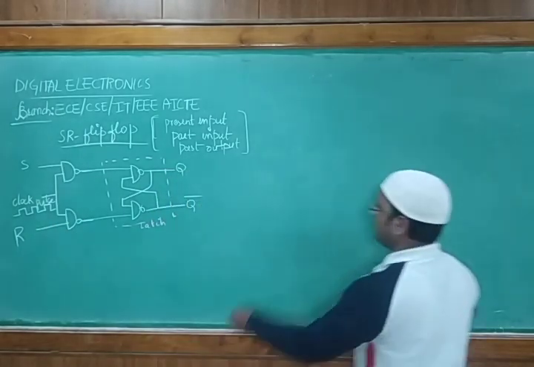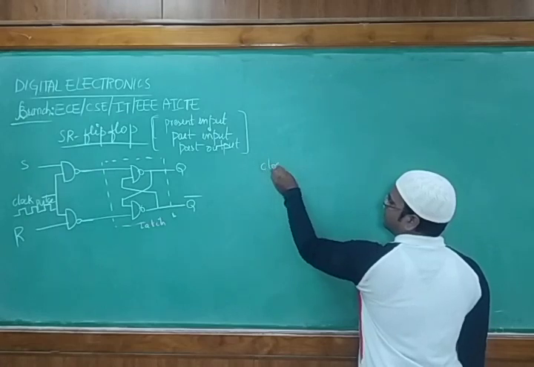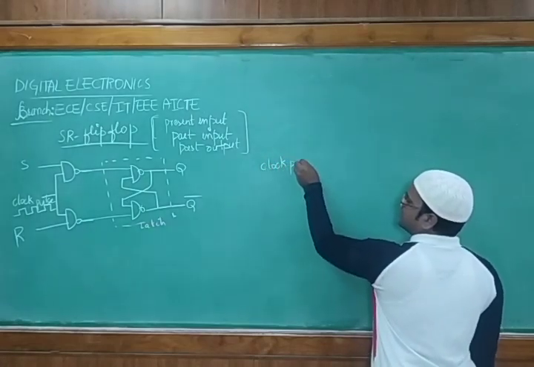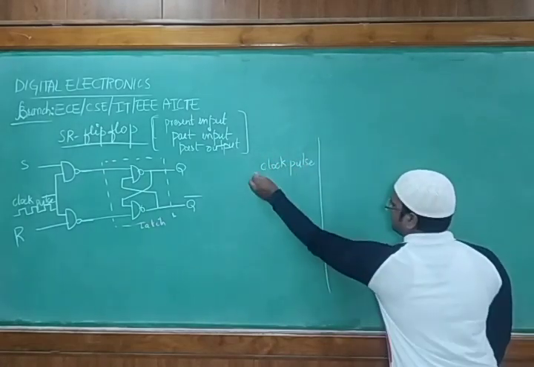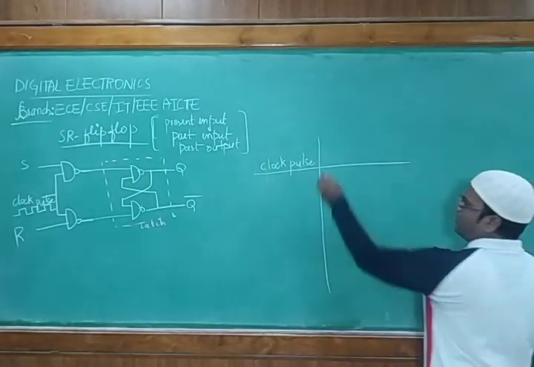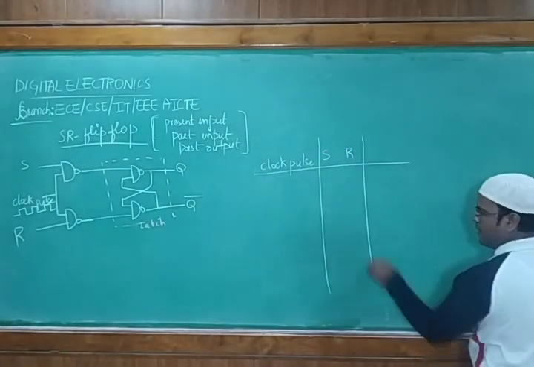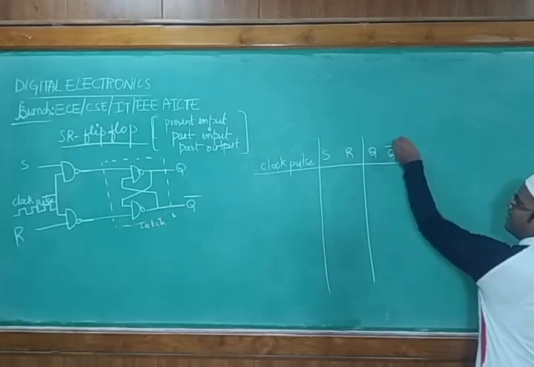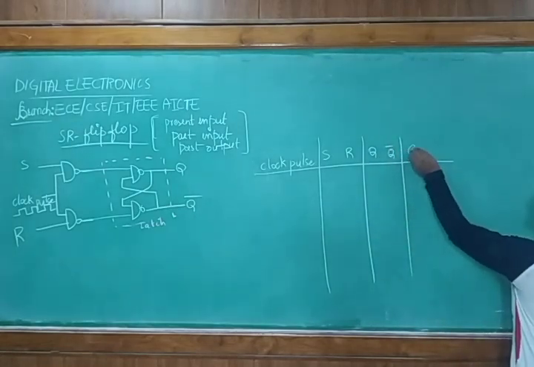So now we are going to write the truth table. For writing this, what are we giving? First thing is clock pulse. Next, we had two inputs, right? One is set, another is reset. Then we had the output Q and Q bar. Then we are going to write its conditions.